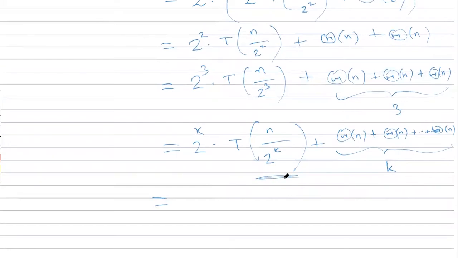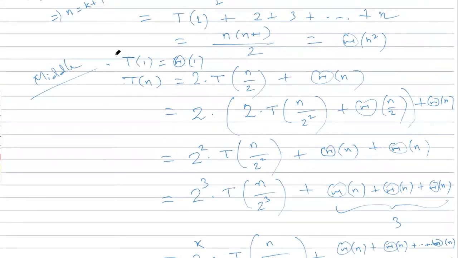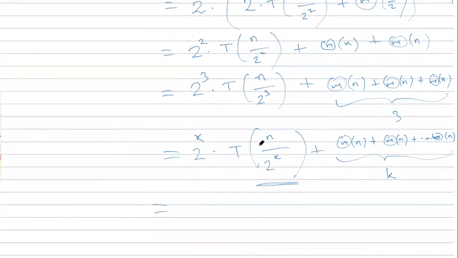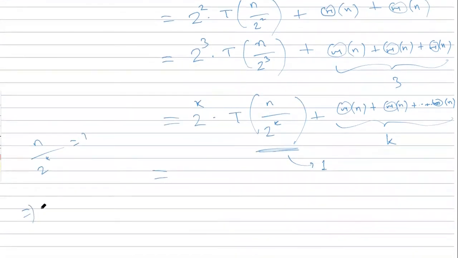But I want to bring this down to the level where I understand what is the value, right? So I know that T of 1 is order of 1. So when will this term be T of 1? When n by 2 to the power k is equal to 1, which means n is equal to 2 to the power k. Okay, so I can substitute here wherever I see 2 to the power k as n. Now this term becomes T of 1, after I substitute n equal to 2 to the power k, and this becomes essentially k times n.